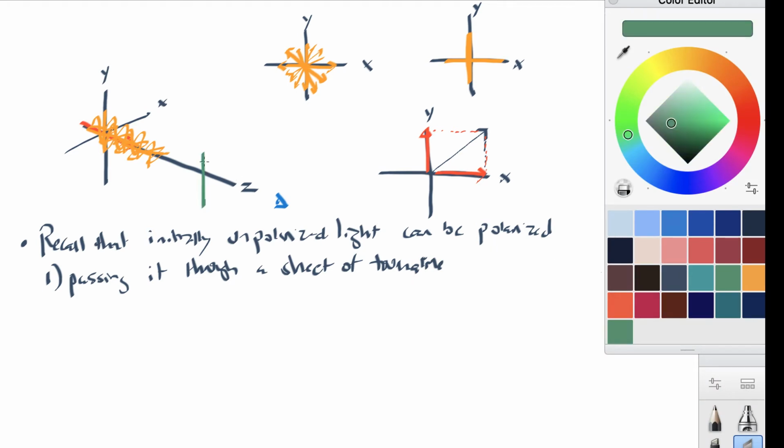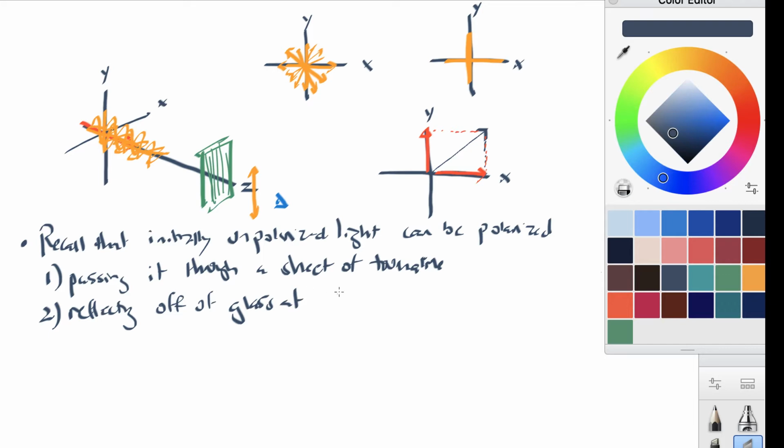So if I wanted to, I could take this unpolarized light, I could put a sheet of tourmaline right here, and if the tourmaline is oriented in a certain direction like this, only the vertically polarized or the Y-polarized component of that light would make it through. So that's one way that in chapter 22 we talked about of polarizing light. Another way is by reflecting the unpolarized light off of a mirror or glass at a particular angle, that is at Brewster's angle.